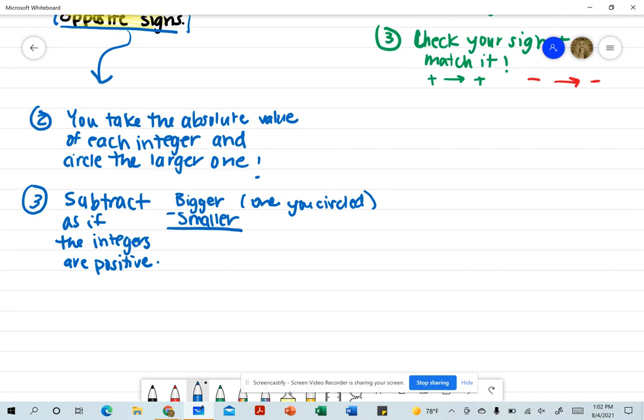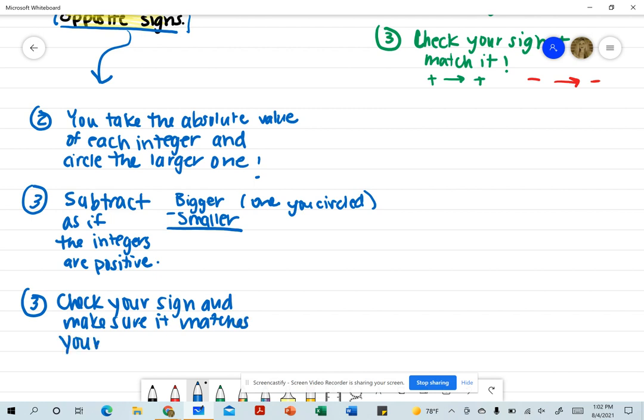Now, what's step 3? Step 3 is to check your sign and make sure it matches your original sign of the circled value. Again, that circle comes back into play. So in step 2, you circle the one that has the bigger absolute value. You use it in step 3 and step 4. Oops, I said step 3 twice.